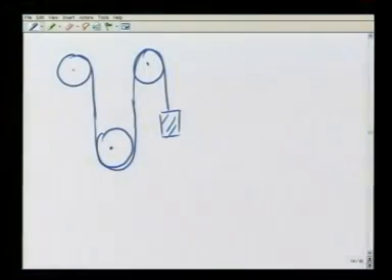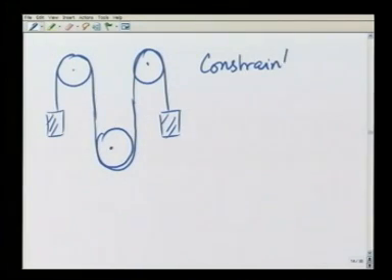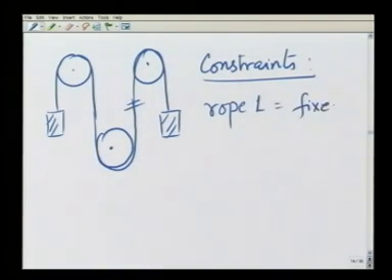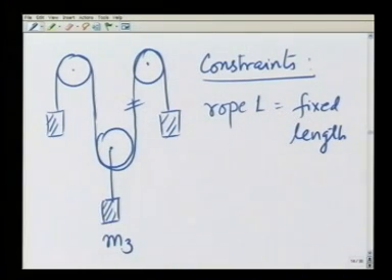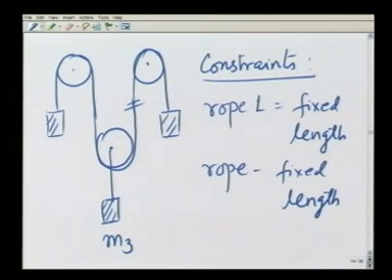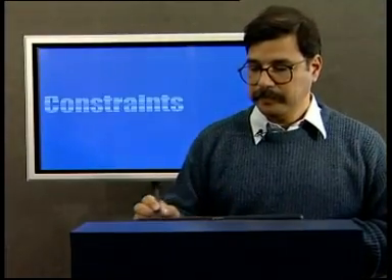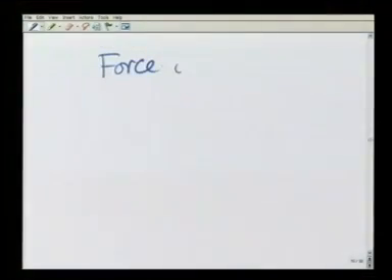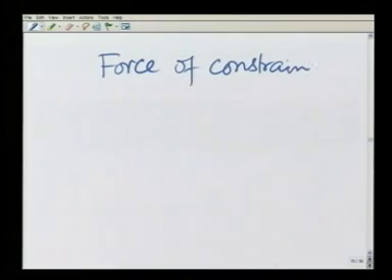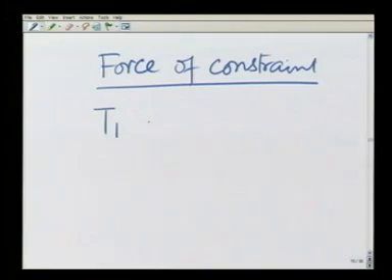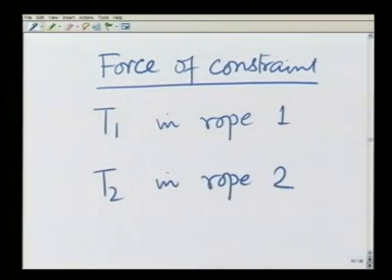The constraints are that the length of rope 1 is fixed. So constraints are rope 1, which is this one, has fixed length. Similarly, the other constraint is that rope 2, from which mass M3 is hanging, has fixed length, and I got to use them later in writing the constraint equation. Forces of constraint are tension T1 in rope 1 and tension T2 in rope 2. These are my forces of constraint.